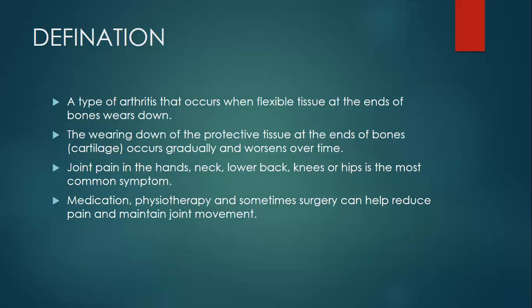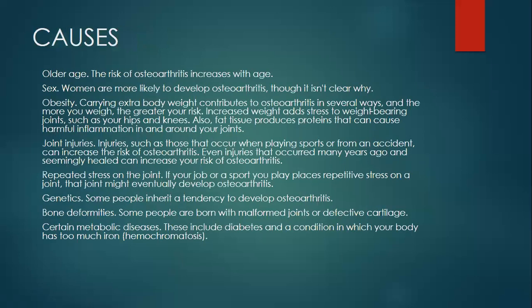Osteoarthritis and joint pain is mostly found in areas like, as you can see mentioned, the neck, lower back, knees or the hips. But it is also found in areas like the fingers of the hands and the toes of the foot. And it moves from the proximal to the distal area.